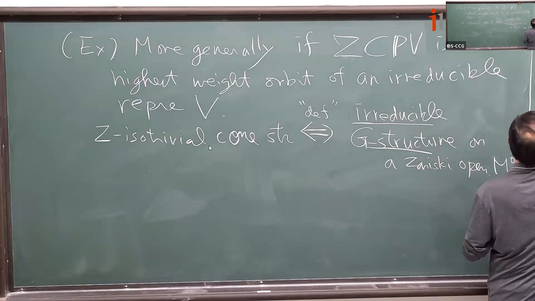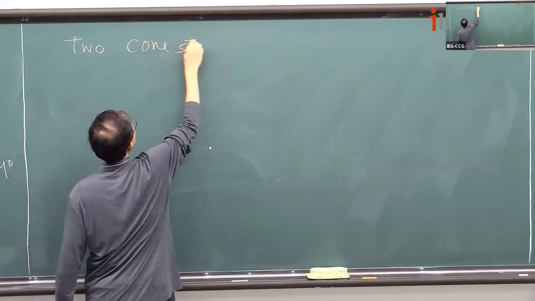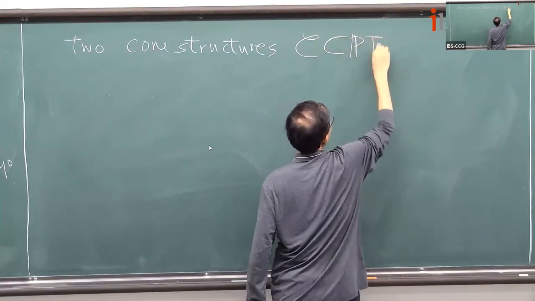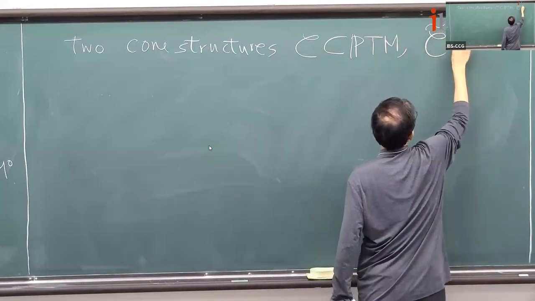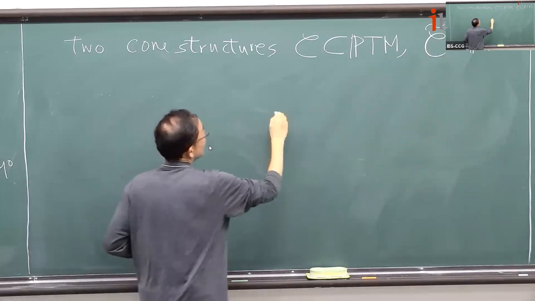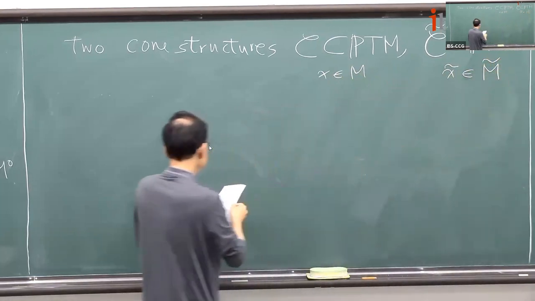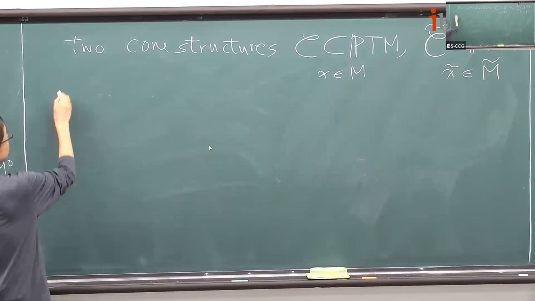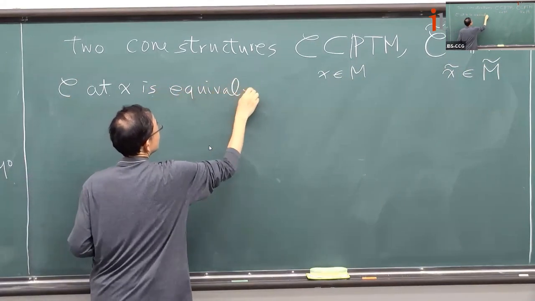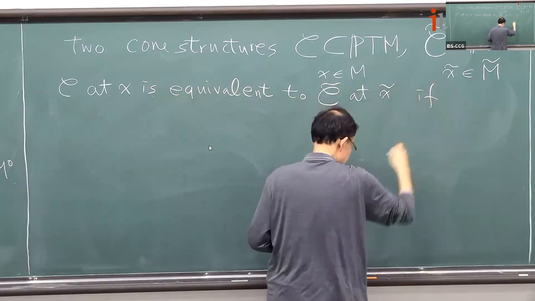So suppose you have two cone structures. I have a cone structure C on a manifold M and another cone structure C tilde on the manifold M tilde. And I have a point X in M and another point X tilde in M tilde. This is a term I'd like to define.